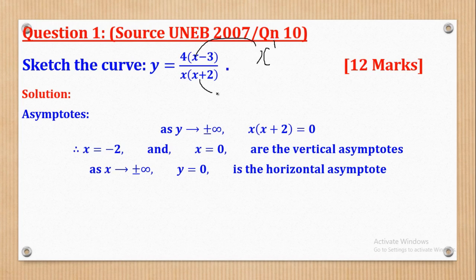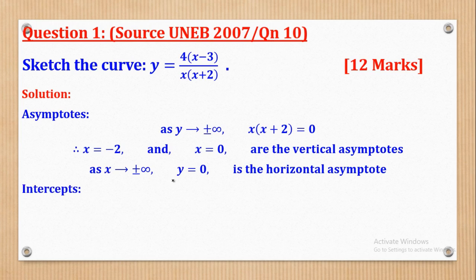Then in the denominator, the highest degree is x squared. So what does that mean? We say that when the degree of the numerator is less than that of the denominator, then the asymptote will always be y equal to 0. That is why we have put here y equal to 0. So those are the asymptotes.